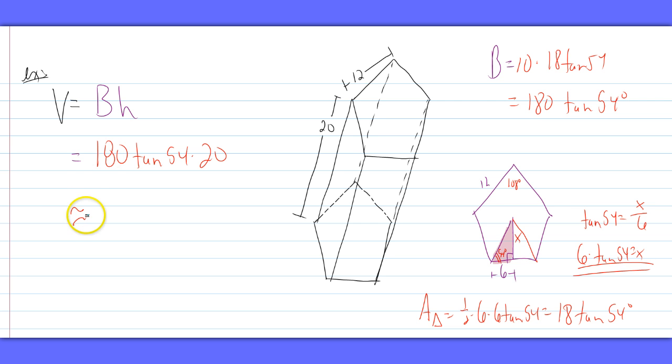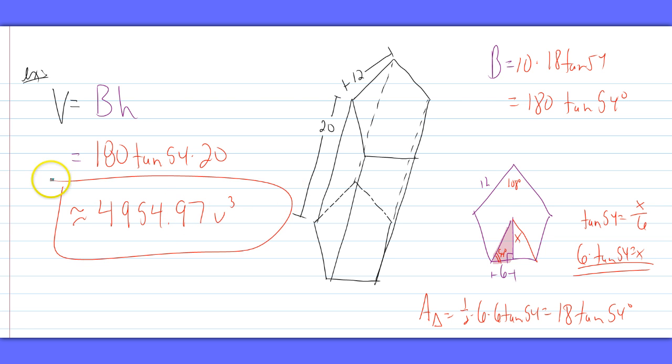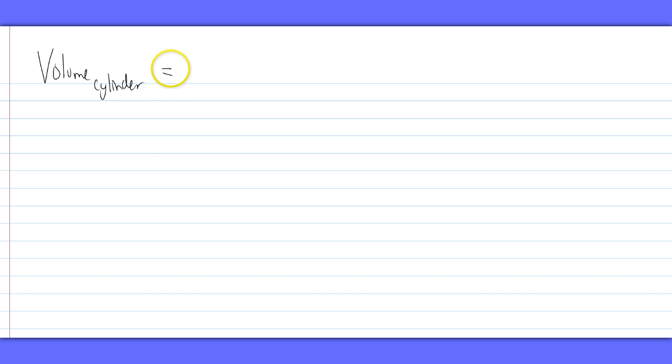Multiply that together, and we get an approximate volume of 4,954.97 units cubed. So next we have volume of a cylinder. A cylinder is not a prism. A prism is not a cylinder. However, their volume formulas are virtually the same.